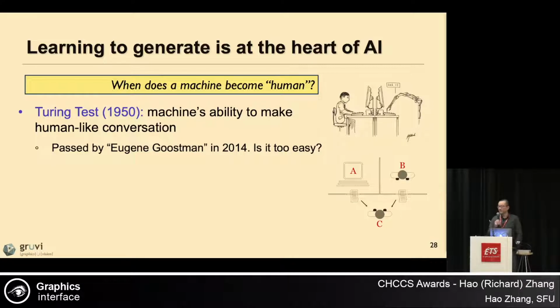When we think of AI, one of the recurring questions is, when does a machine become human? What really separates humans from machines? People have been trying to find answers. I want to see a show of hands. How many people know what the Turing test is? I guess most of you. The Turing test, which I'm not going to really explain, tests the machine's ability to make human-like conversations. And by and large, the test was considered to be passed around 2014 by a chatbot called Eugene Goostman. So that can't be that easy, right? About 10 years ago, it was already passed.